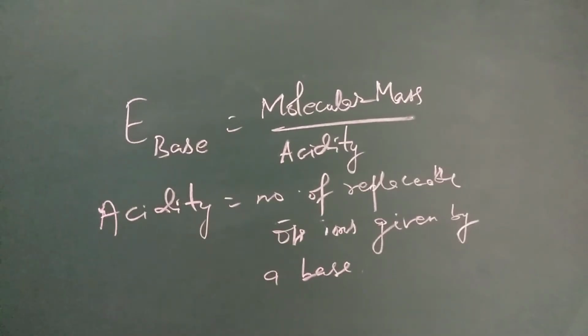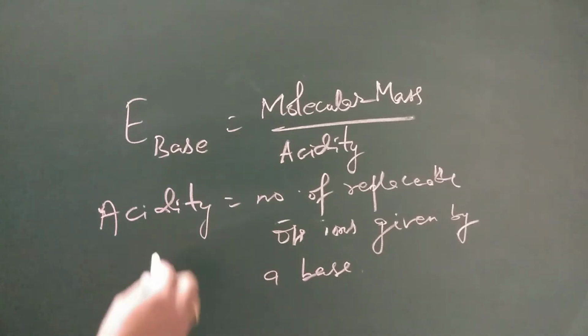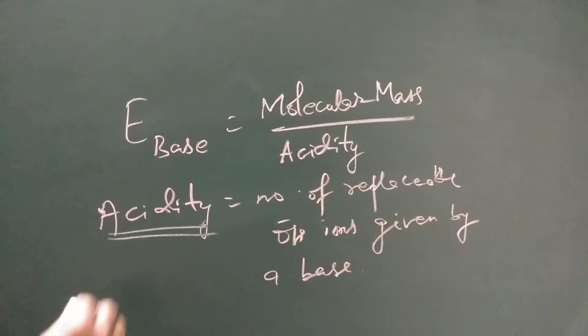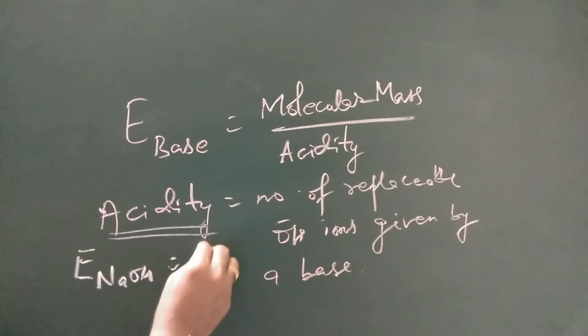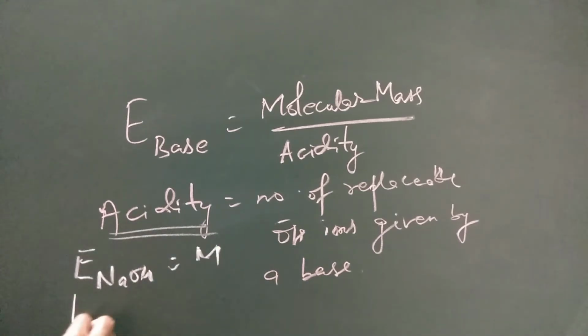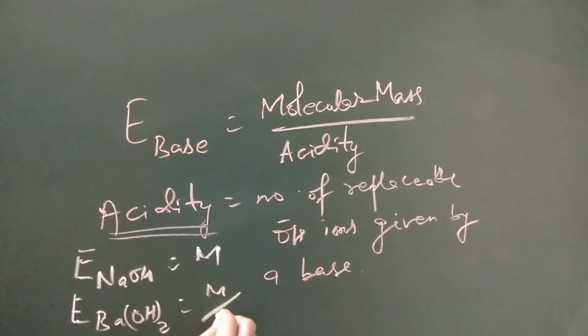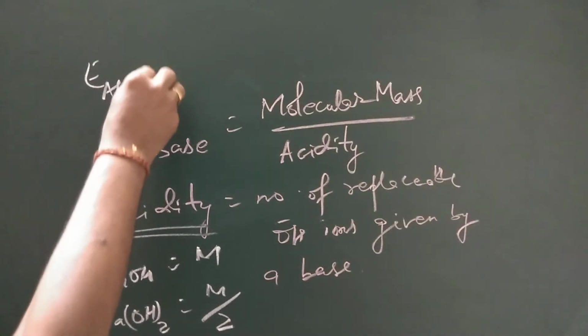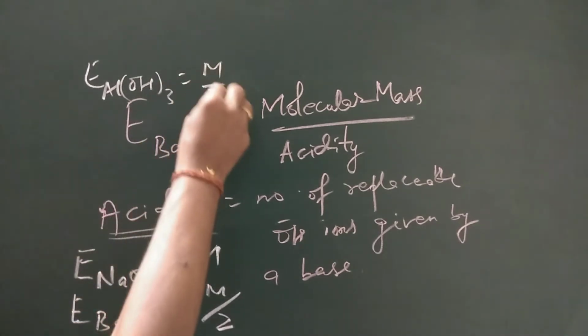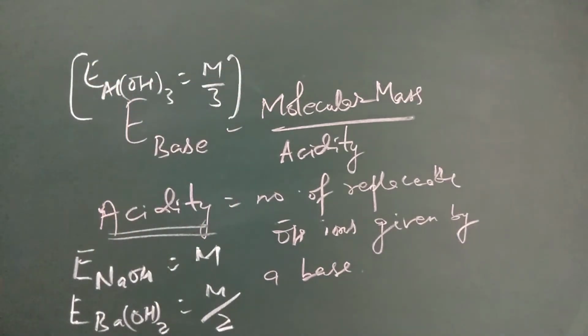Now let's see the equivalent weight of a base. The equivalent weight of a base is given by the formula molecular mass by acidity. Acidity is the number of replaceable hydroxyl ions given by a base in aqueous solution. Keep in mind that different bases have different acidity. If you want to find the equivalent weight of NaOH, its acidity is only 1, so its equivalent weight will be m. For barium hydroxide, since its acidity is 2, it will be molecular weight by 2. For aluminum hydroxide, it will be m by 3. So depending upon the acidity, different bases have different equivalent weights.